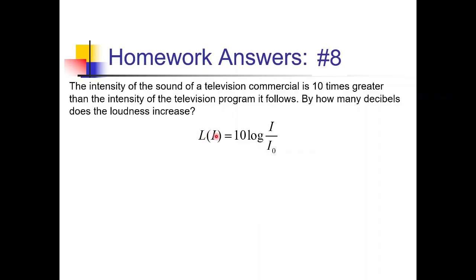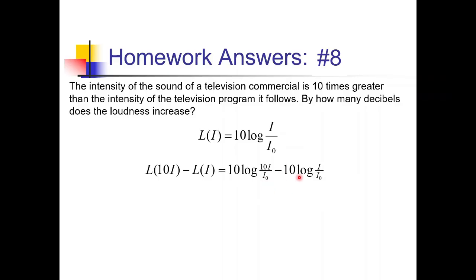So how do I actually do this problem with this formula? Well, if we're talking about a loudness that's 10 times as intense, we're basically saying we have L of 10I instead of L of I. But now if I want to know by how many decibels does the loudness increase, I have to take the difference of those two loudnesses. So we have L of 10I minus L of I. And if I actually write that out, plugging 10I and I into this formula, I've got 10 log of 10I over I0 minus 10 log of I over I0.